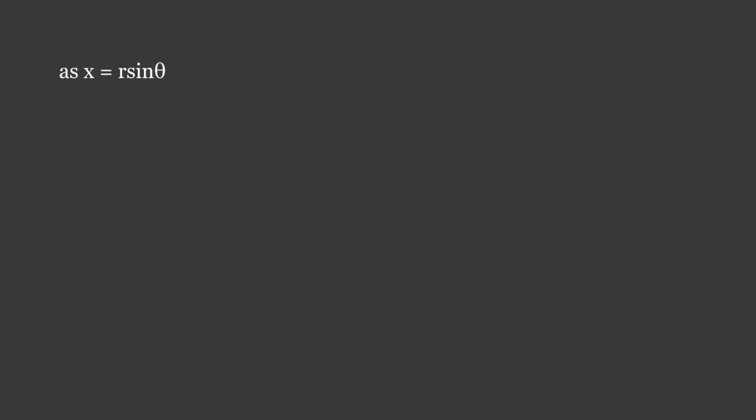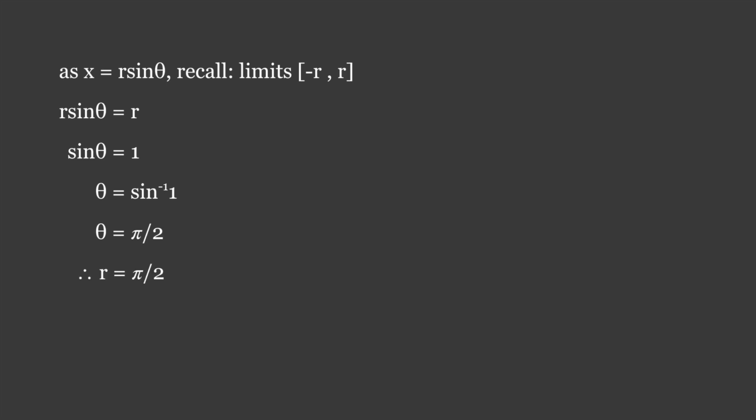As x equals r sine theta, recalling our limits negative r and r, sine theta equals r. Dividing both sides by r, sine theta equals 1, and then theta is arcsine 1, simplified to pi on 2. Therefore, our limit of r has become pi on 2, and the negative limit can also be said to make this change. With our new limits, we can continue solving the integral.